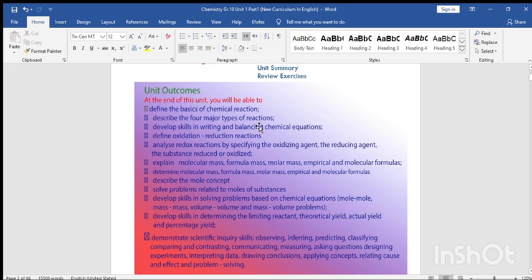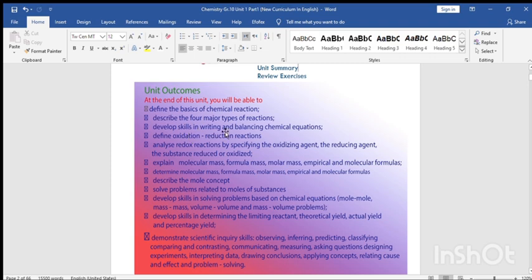The outcomes that are expected of you are the following points. You are supposed to be able to define the basics of chemical reactions. What are chemical reactions? They are the process of converting reacting substances into other new substances. Describing the four major types of chemical reactions, including combination reaction, decomposition reaction, single displacement and double displacement reactions.